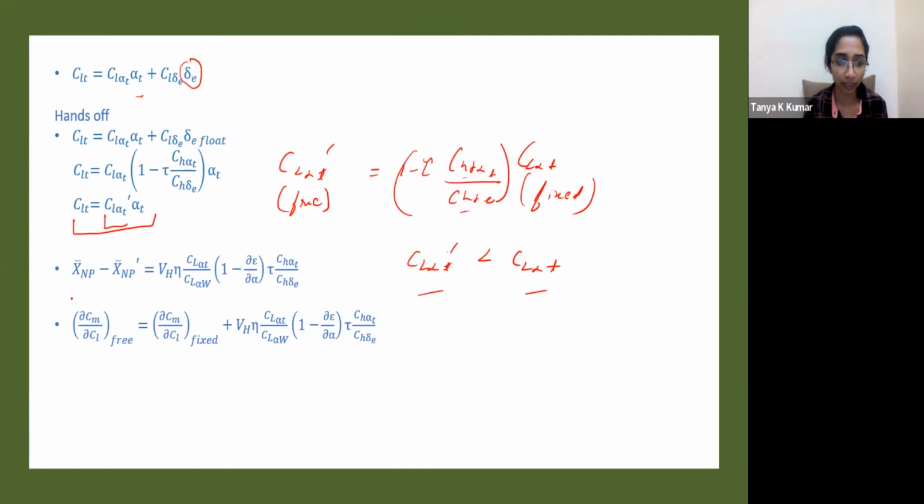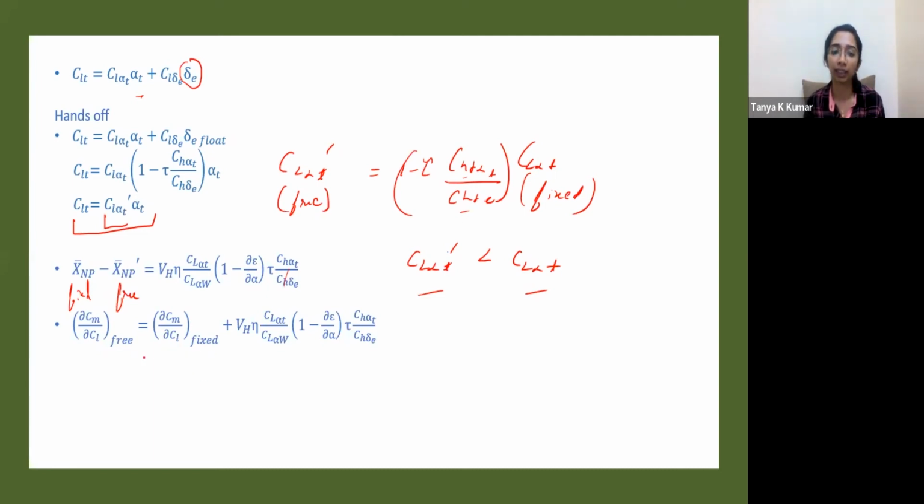So this is the equation that relates the two neutral points, the stick fixed neutral point and the stick free neutral point. Here VH is the horizontal tail volume ratio, eta is the horizontal tail efficiency factor, CL alpha tail is for the fixed case, CL alpha wing we know. This is the downwash component, tau is the control surface effectiveness parameter, and these are the two derivatives that we just saw, both with negative sign. Now, doing some manipulations on this equation, we can also relate the static margins of these two cases, the stick free case and the stick fixed case.